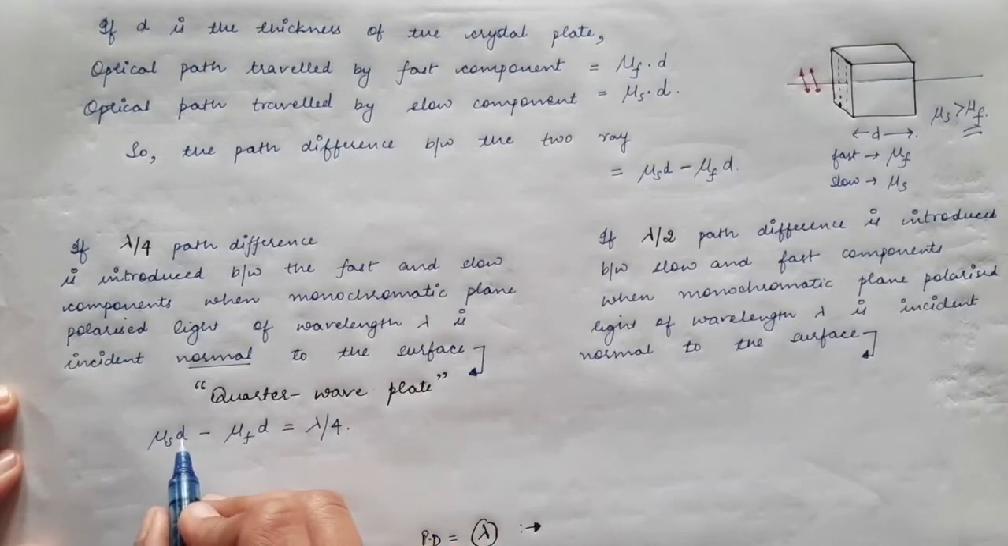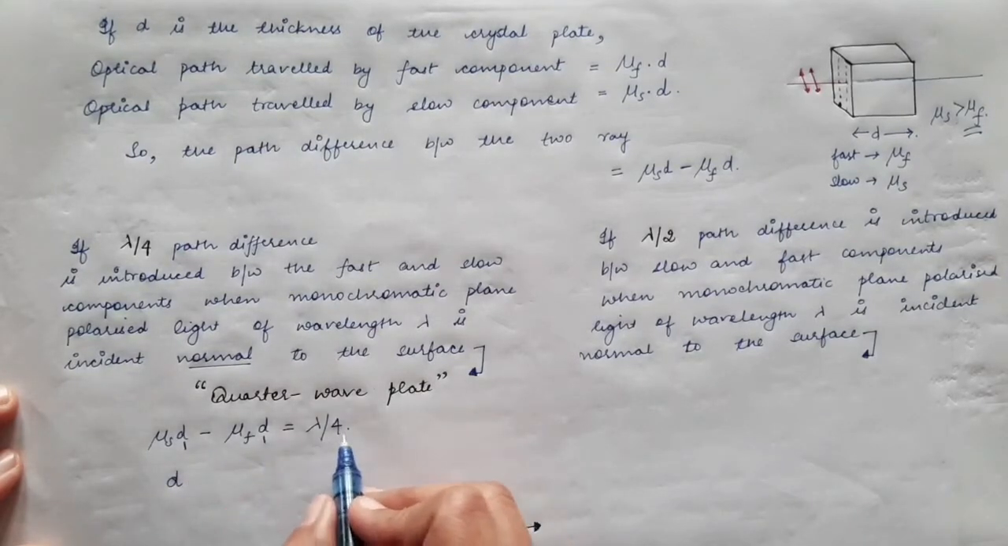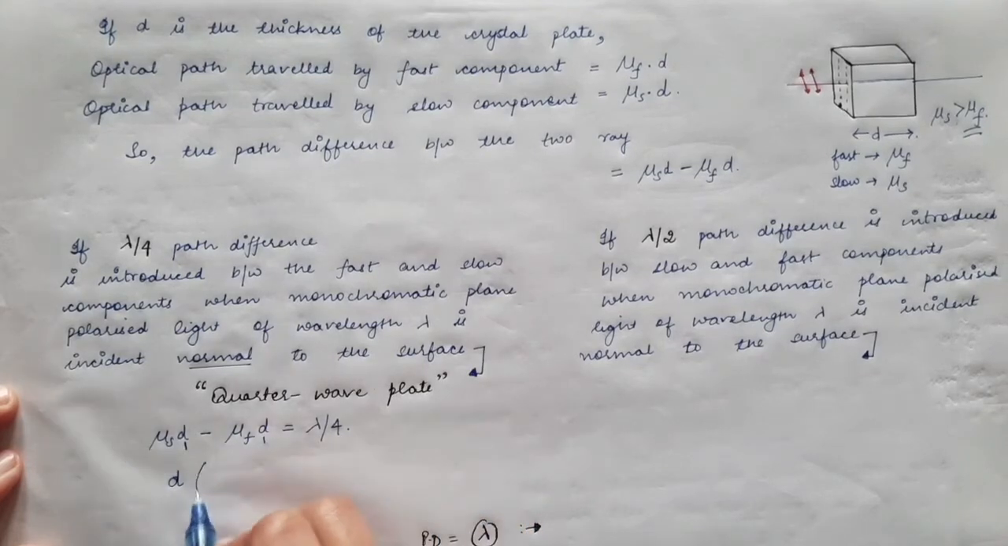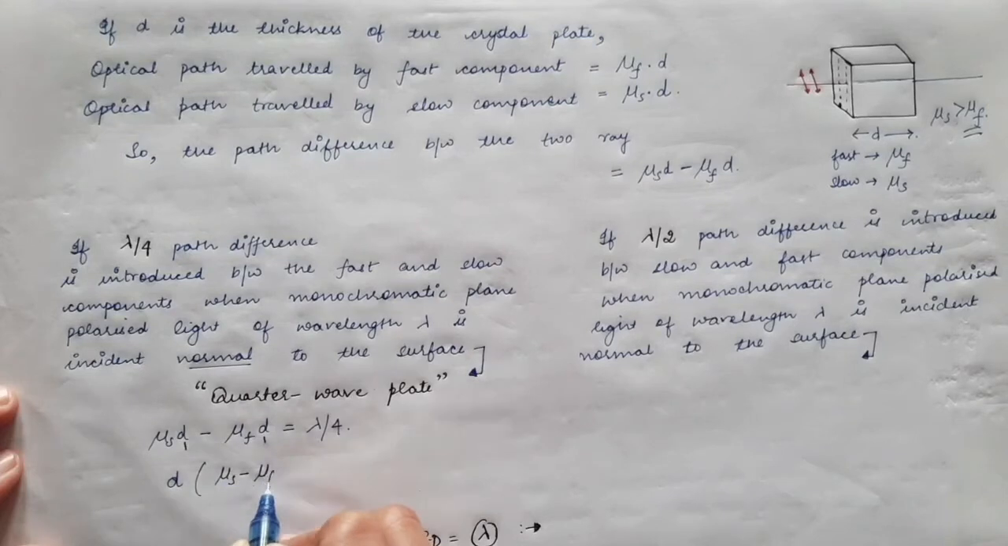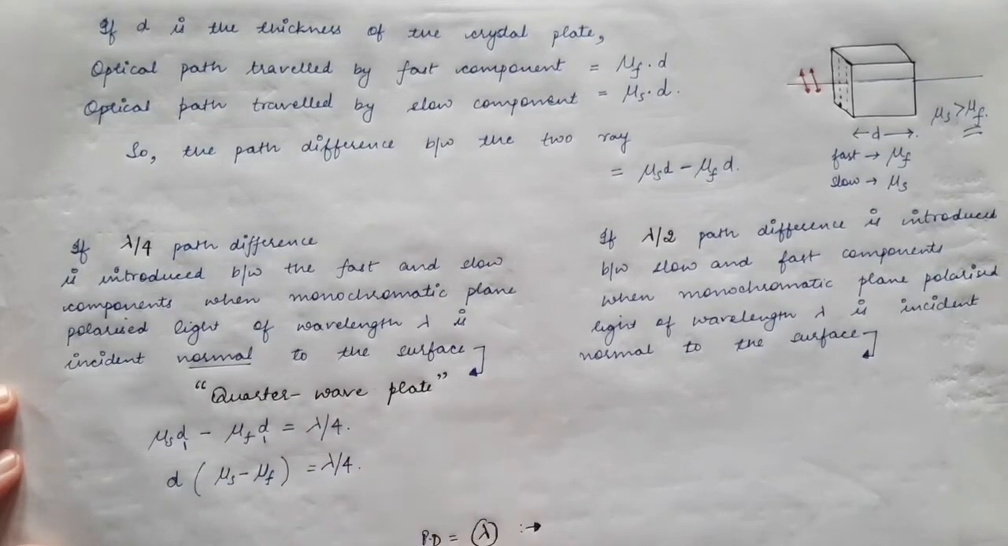So from here we can easily find the thickness of the plate. What thickness must we take so that the plate introduces lambda by 4 path difference between the two components? We take d common and get d into mu s minus mu f equal to lambda by 4. So for the case of a quarter wave plate, d is equal to lambda by 4 into mu s minus mu f.